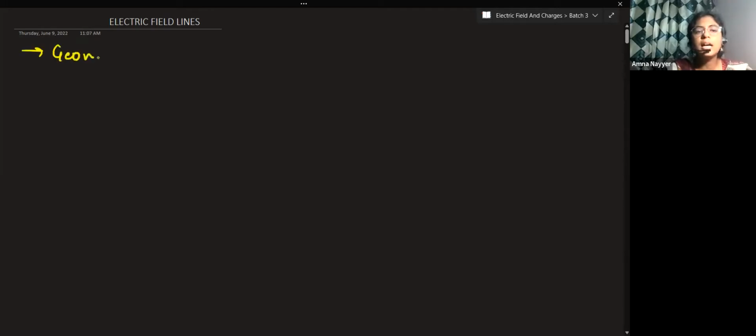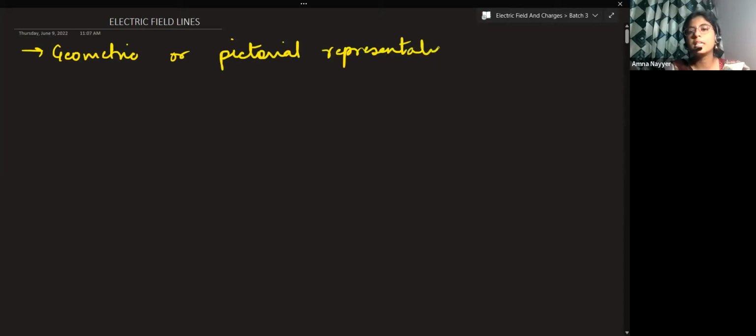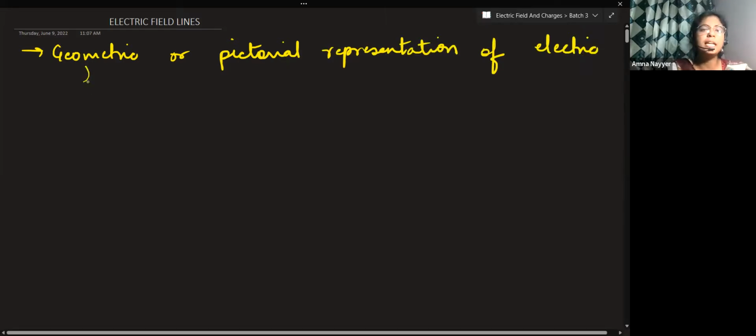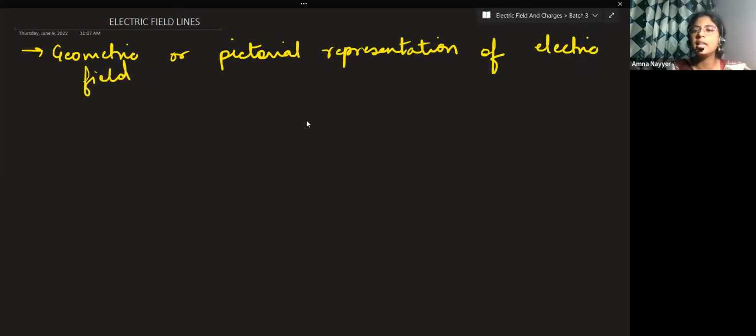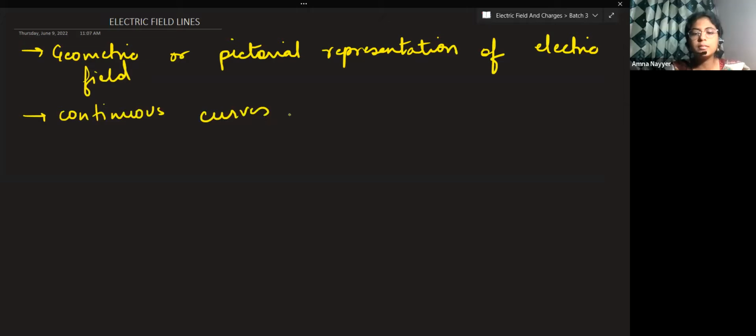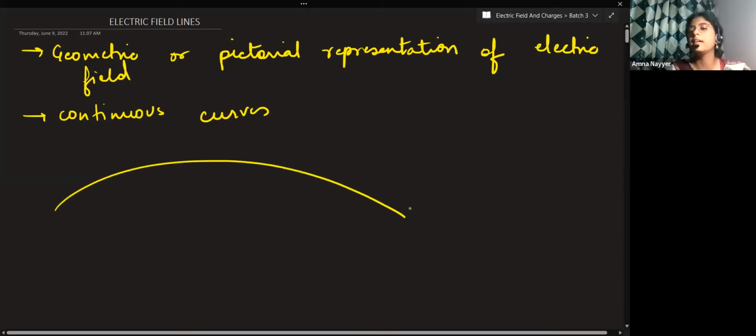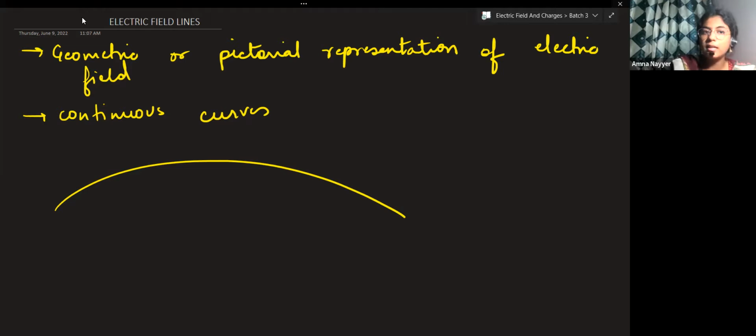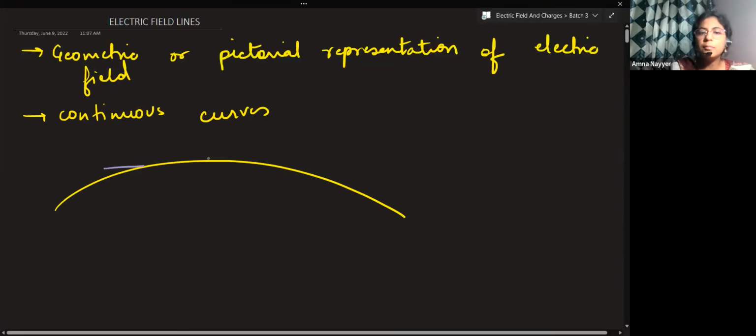So these are the basic geometric or pictorial representation of electric field. Just to represent electric field, we have electric field lines. Basically, these are continuous curves, in this manner. These are electric field lines. Now, how do we get the direction of electric field on it? If you simply put a tangent on it, this will give you the direction of electric field.